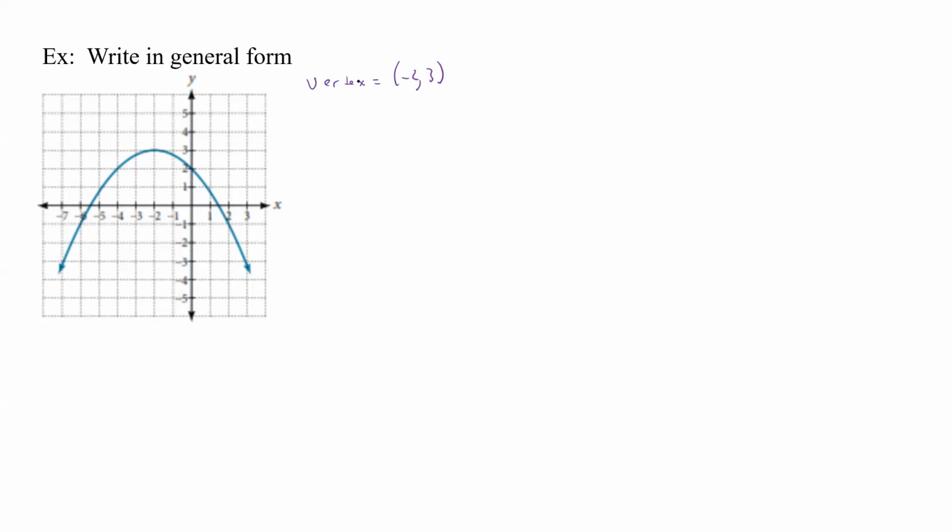Now I'm going to use this intercept as one of my points. I need some xy point, and the xy that I'm going to use is 0, 2. Now I'm going to plug all that into y equals a times x minus h squared plus k. When I do that, I'm going to have y is 2, a times 0 minus 2 squared, then plus 3.